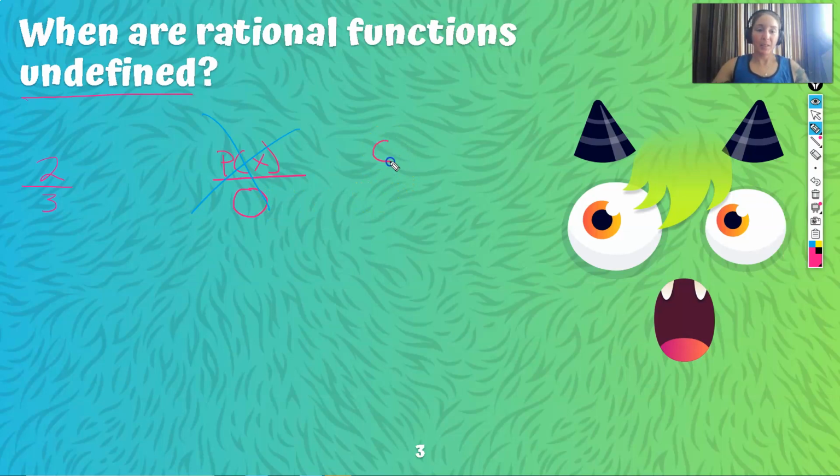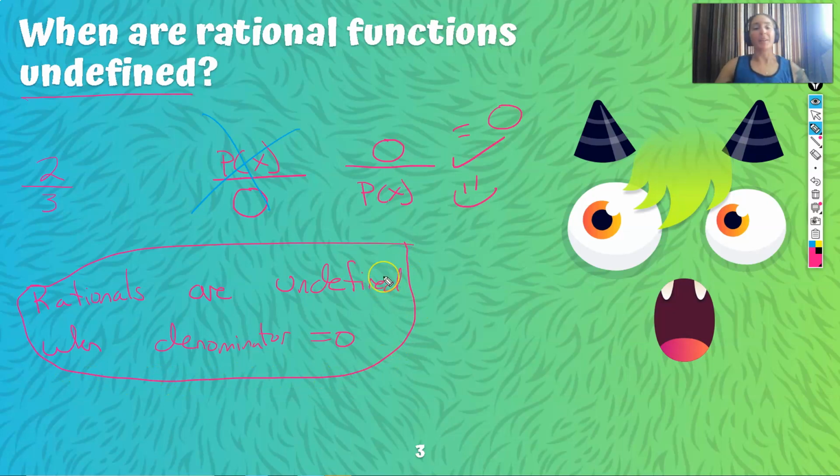Think about your thumb. 0 in the numerator and a polynomial on the bottom, this is fine. Yay, this just equals 0. Or a 0 in the numerator and any term on the bottom, it equals 0. But a polynomial in the numerator and 0 in the denominator creates an undefined situation. So rationals are undefined when the denominator equals 0. So we just really don't want to have a 0 in the denominator. Anytime there's even a hint that 0 could be in the denominator, we don't want it.